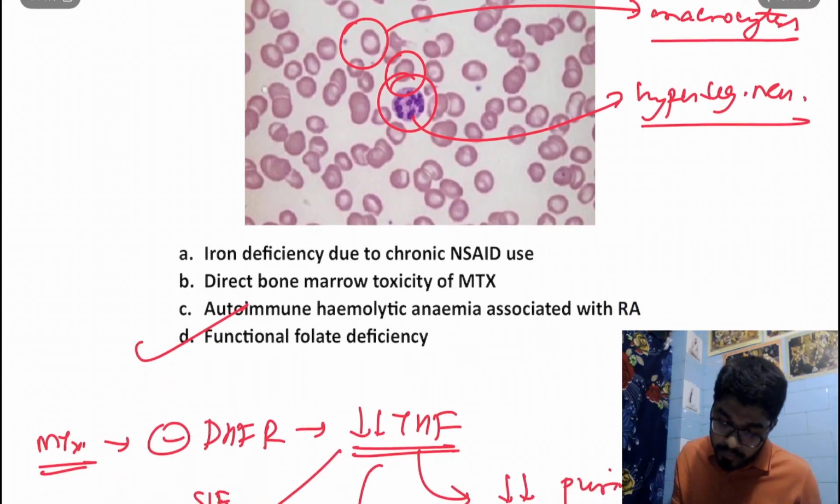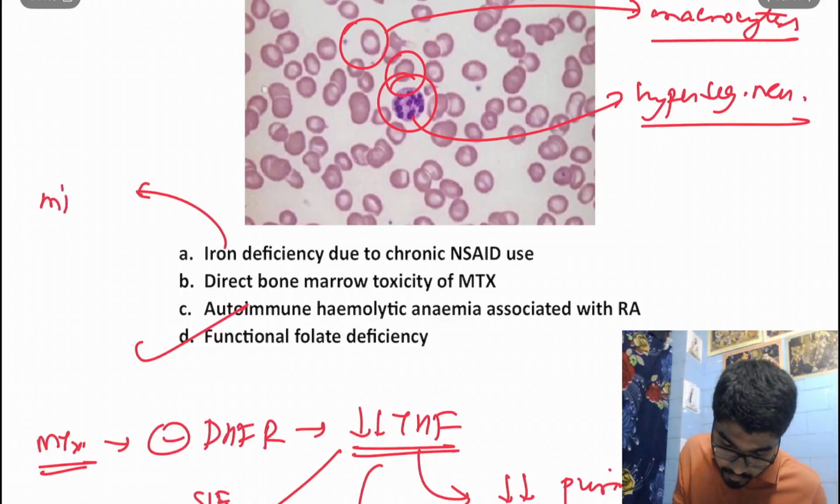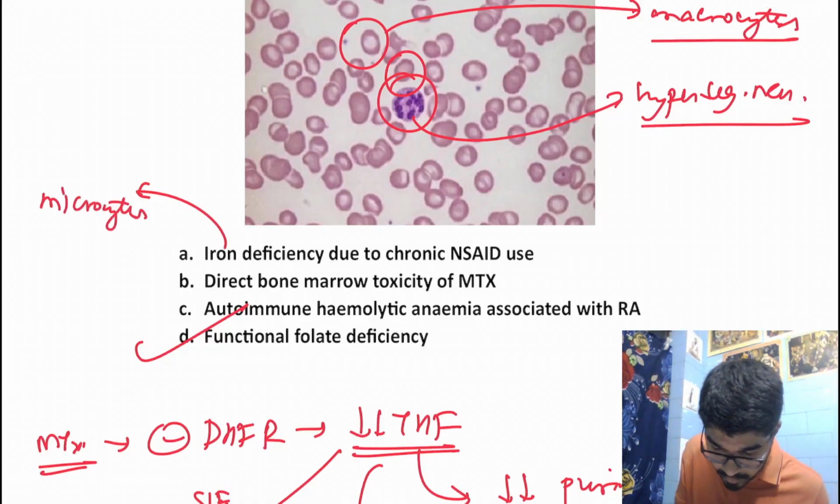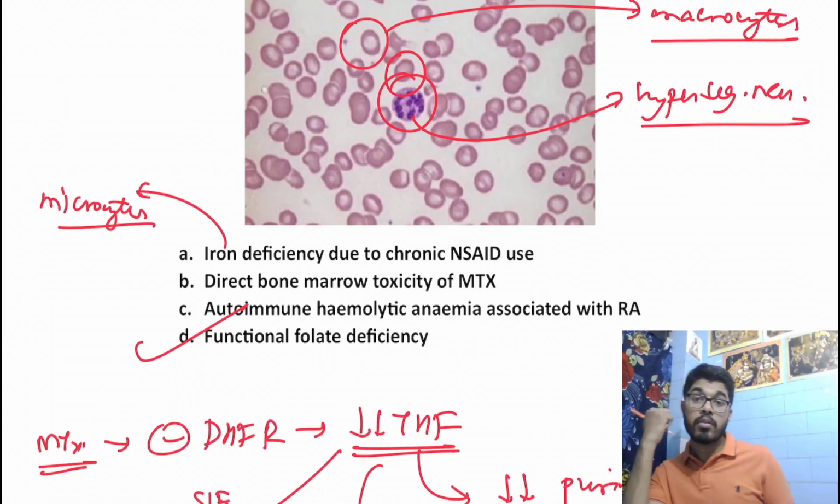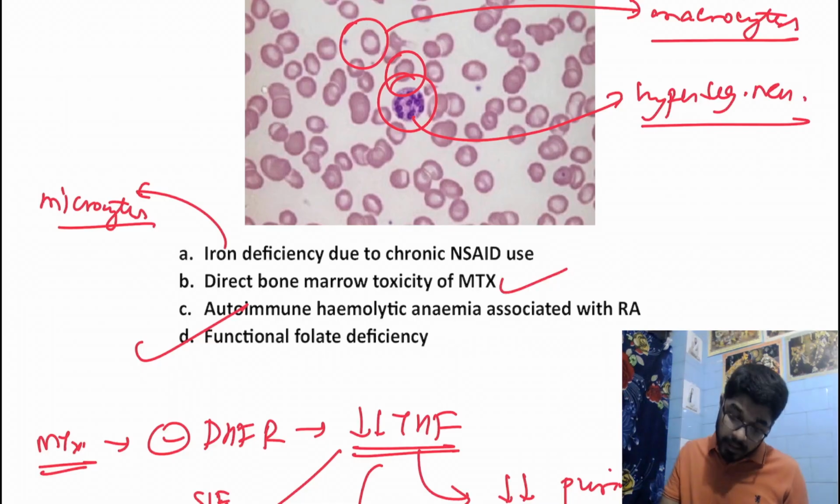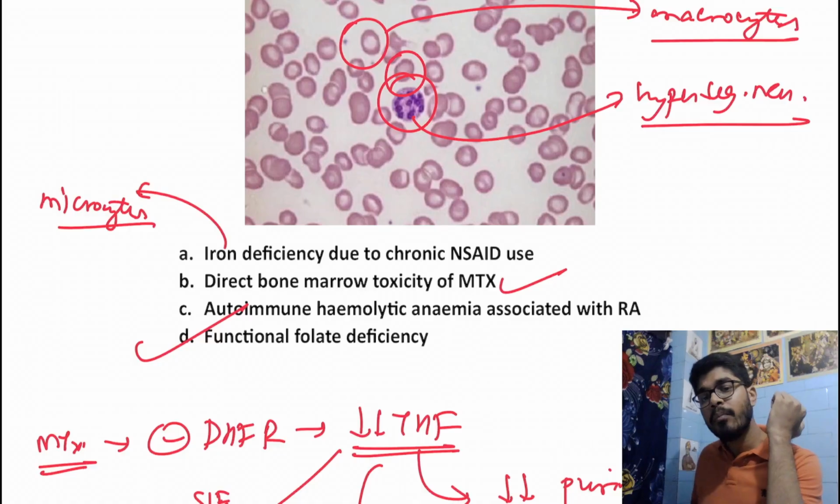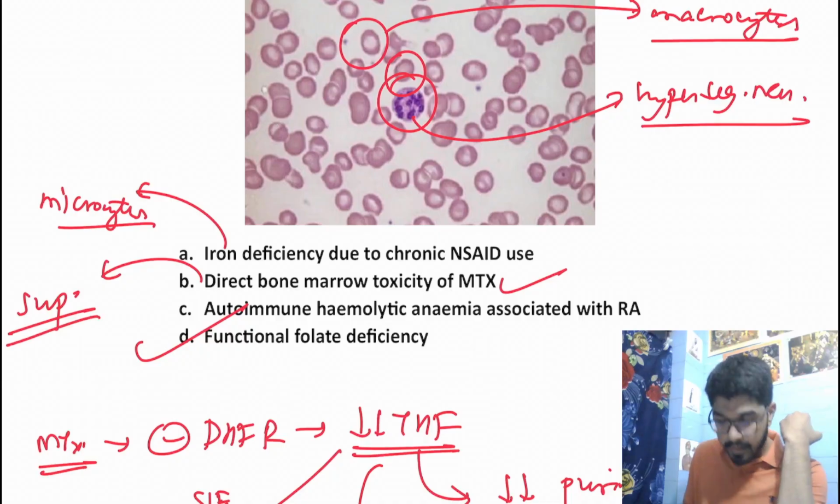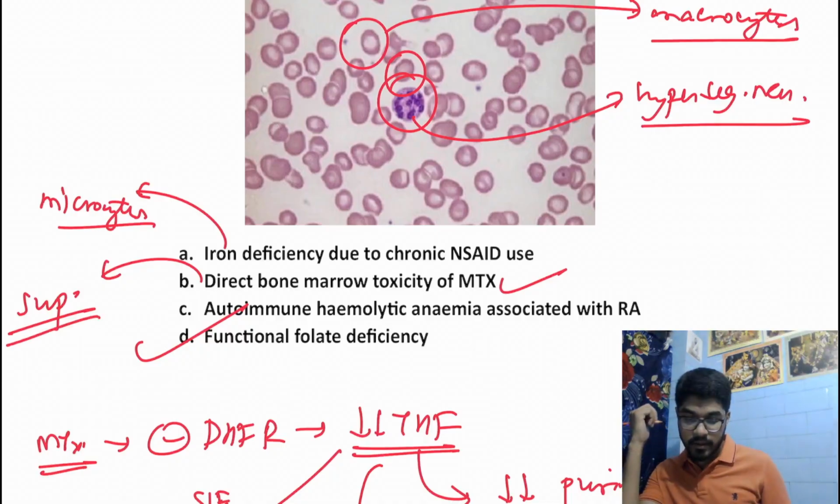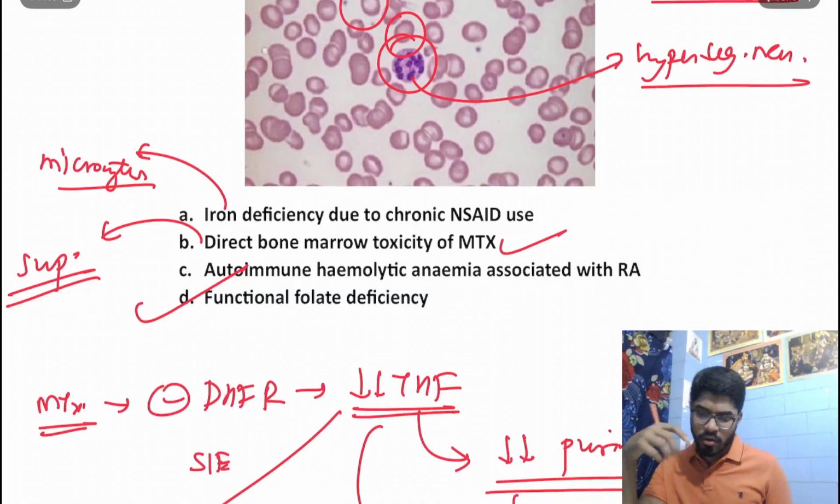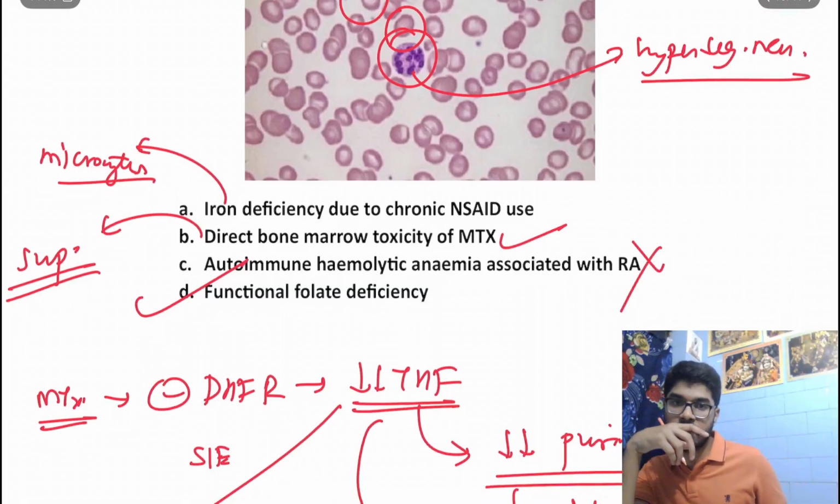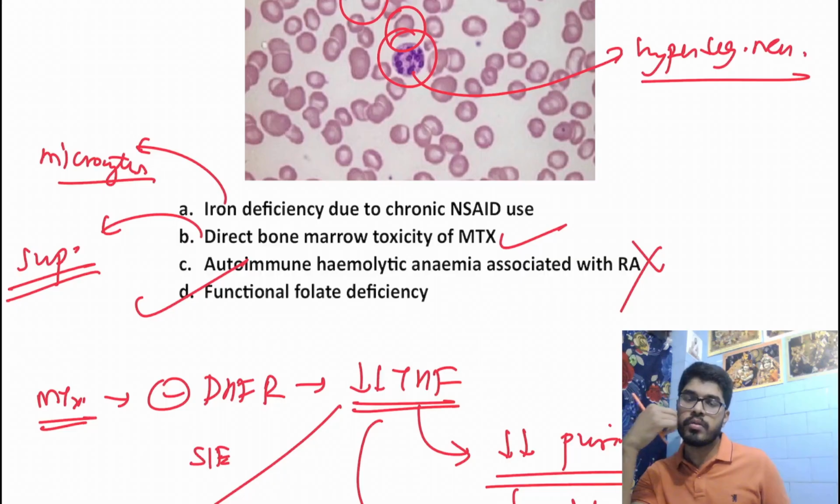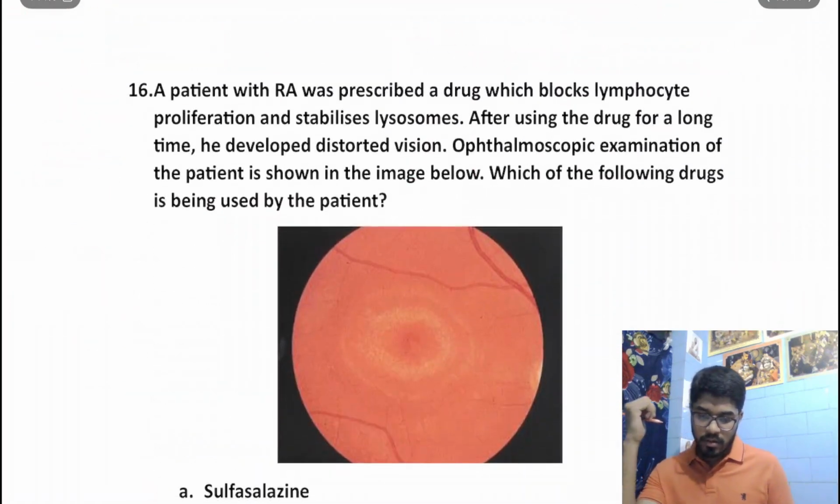Okay. In iron deficiency anemia due to chronic NSAIDs, we would get microcytes. Direct bone marrow toxicity due to methotrexate. Yes, remember one important thing, that we can get bone marrow toxicity in methotrexate, but that would cause complete suppression. So that's why over here option D is a better choice than option B. And autoimmune hemolytic anemia is out of the picture. Functional folate deficiency is a better choice than direct bone marrow toxicity of methotrexate. Okay. Moving on to the next question.